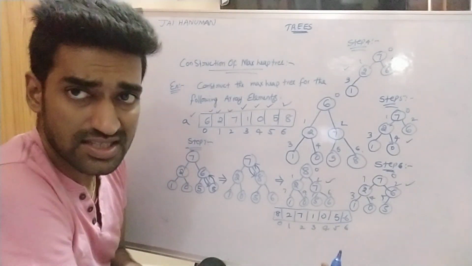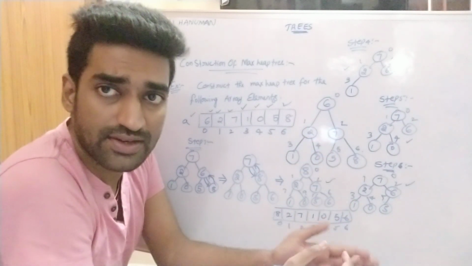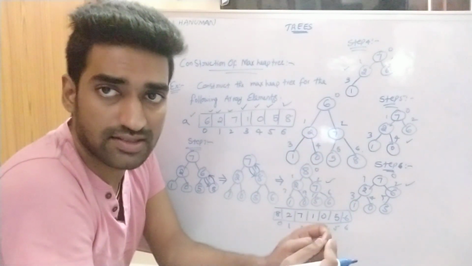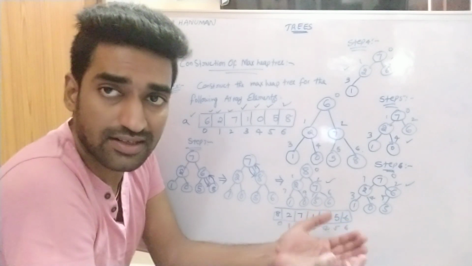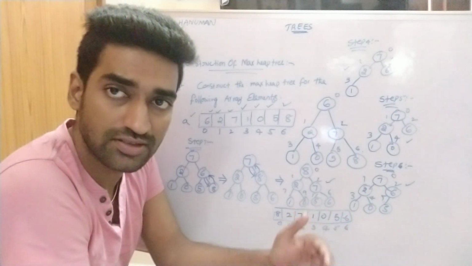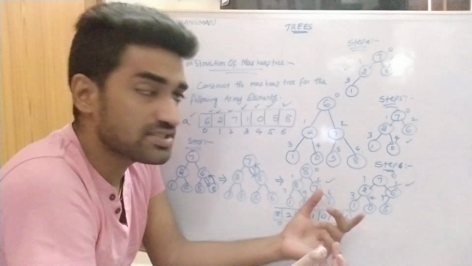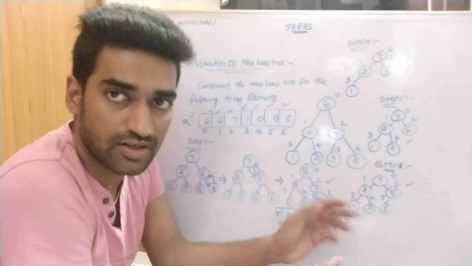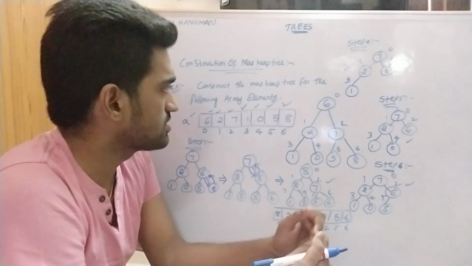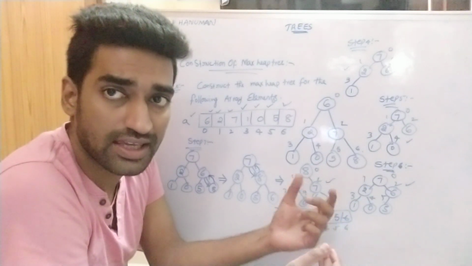Similarly, what is the property of a min heap tree? The root node is always less than its children, right? So once a greater element is found in the root node, we can apply the swapping procedure between parent and children. It is a similar procedure, but the reverse of the max heap tree. This is about how to construct a max heap tree for a given array.